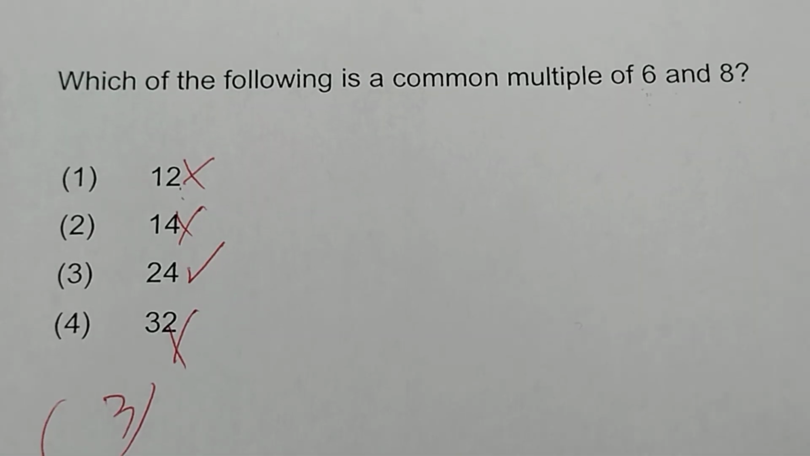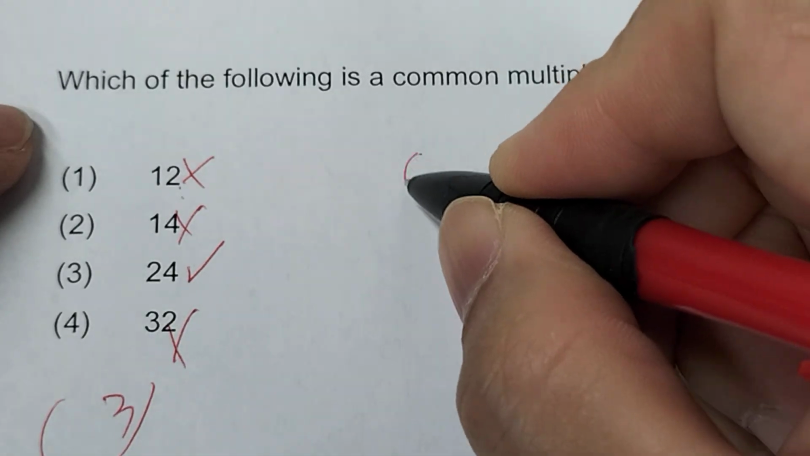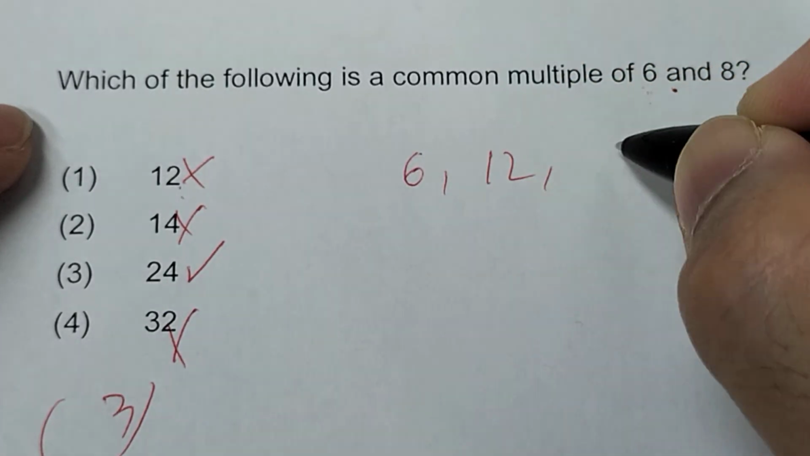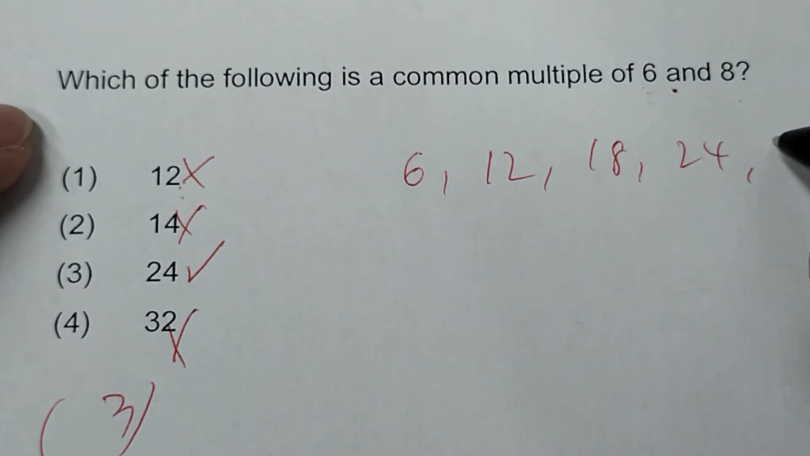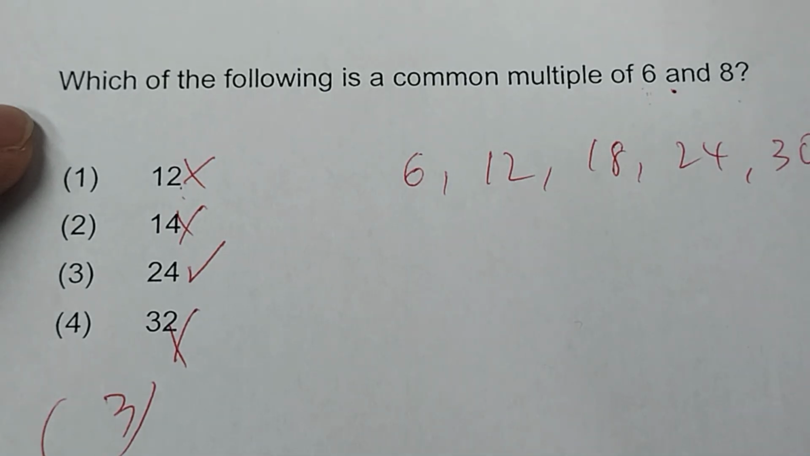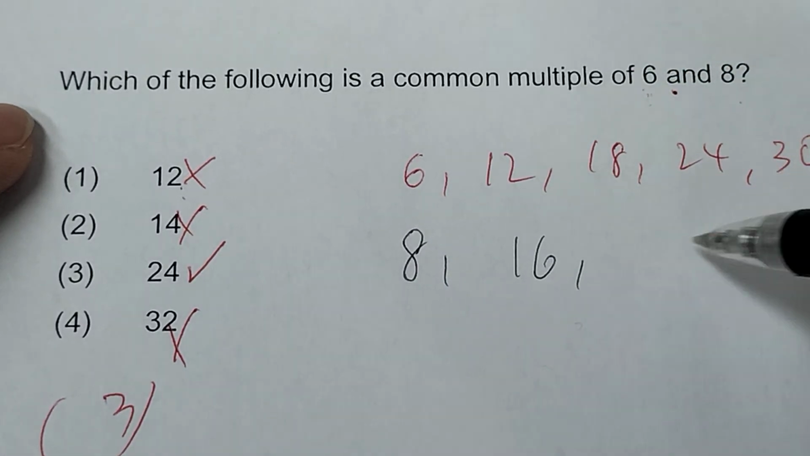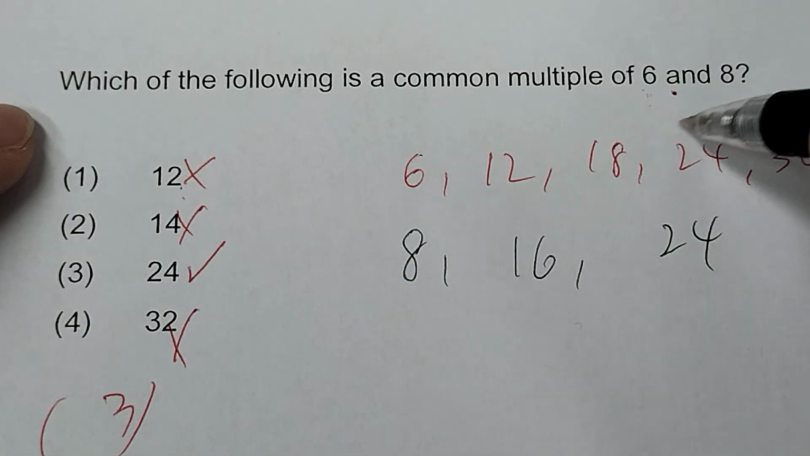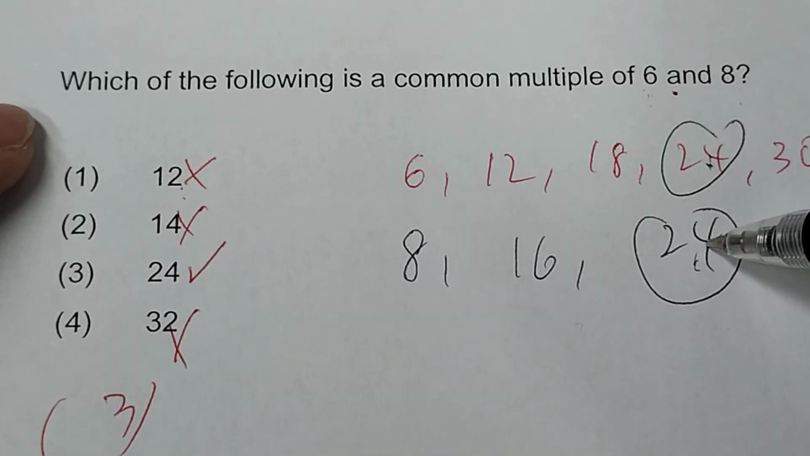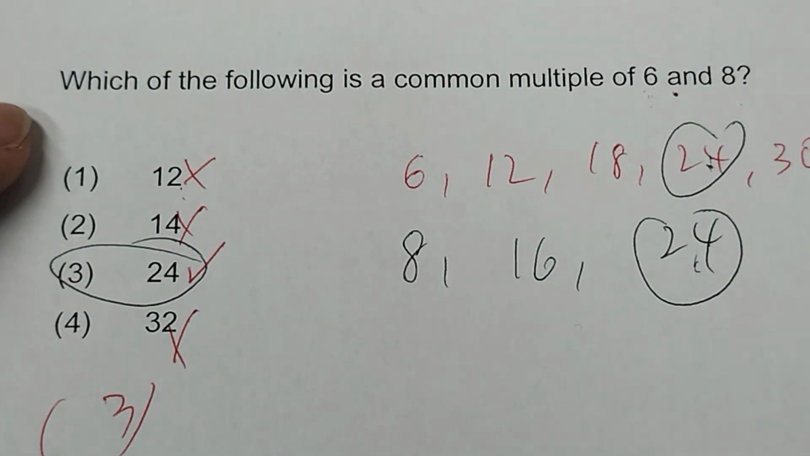I'll explain a little bit further. So multiple means, for example, your times table. 6, 12, 18, 24, 30, 36. Now this is the multiple of 6. Multiple of 8, for example, 8, 16, 24. You see, 24 is a common multiple. Therefore, the answer is number 3.